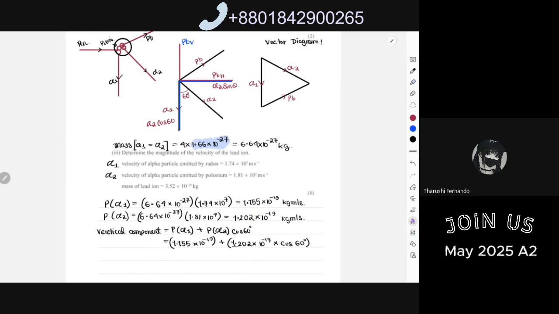Now, I'm not going to calculate separately alpha 2 cos 60, alpha 2 sin 60. I'll consider finding out the entire vertical component because that is equivalent to the vertical component of the lead ion also, right? So I'm using that entire vertical component, which is basically the momentum of alpha 1 plus alpha 2 cos 60. Alpha 1 was 1.155 and alpha 2 was 1.202 multiplied with cos 60. Is this clear?